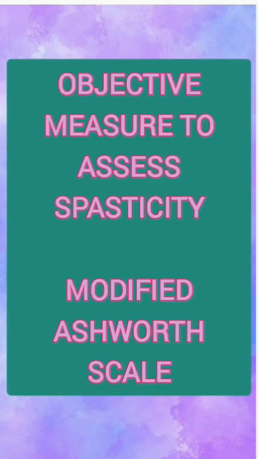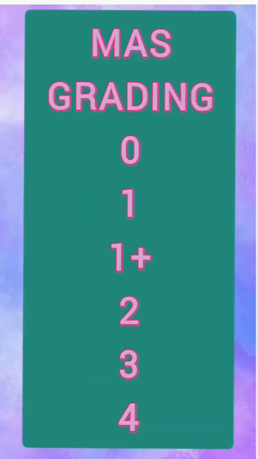Various objective measures are available to assess spasticity. Modified Ashworth scale is one among them. The grading ranges from 0 to 4. It has 0, 1, 1 plus, 2, 3 and 4.